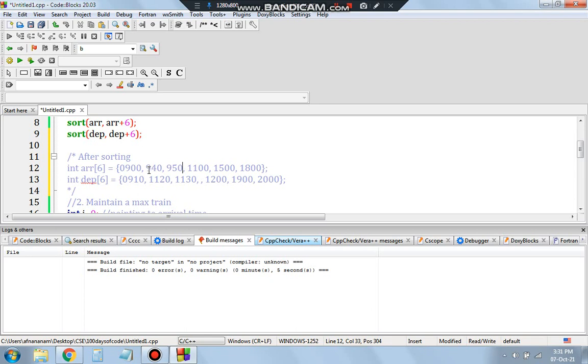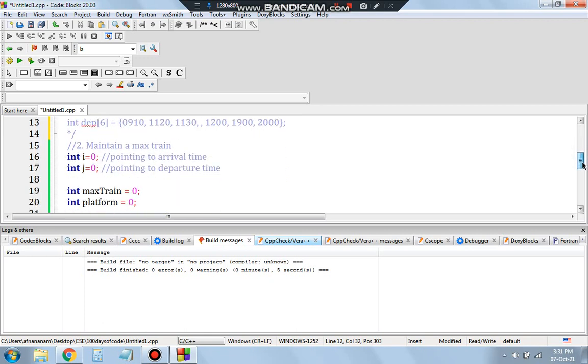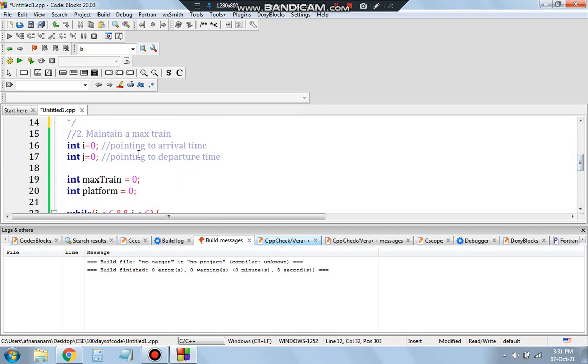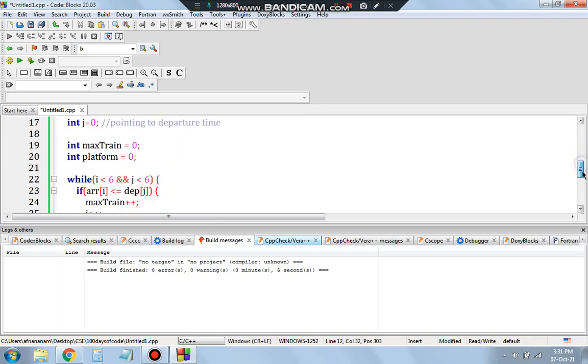At a particular amount of time, max train will denote the maximum number of trains on the platforms, and another counter, platform, will indicate how many platforms were used. So we'll keep I and j to point to the arrival time and the departure time. Max train will count how many trains are there at the current time, and platform will store, over the whole day, the point at which the maximum trains were there.